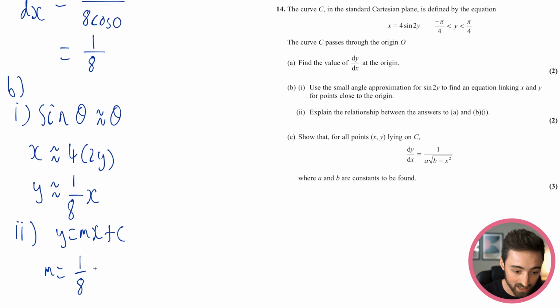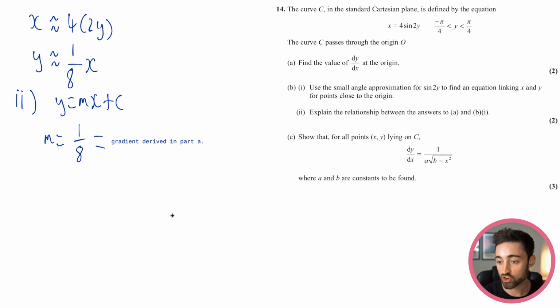But look, that is the gradient we derived in part A. Remember, dy by dx represents gradients, and it says at the origin, the gradient is an 8th. So that works. They back each other up, don't they? So it equals the gradient derived in part A, and I reckon that's enough.